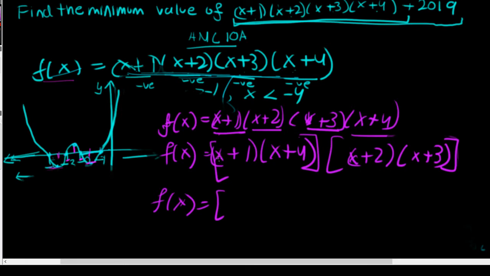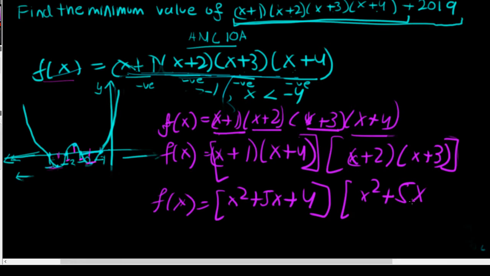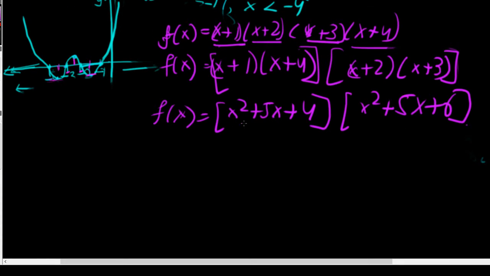So this bracket, x plus 1 into x plus 4, is actually x squared plus 5x plus 4. And this is x squared plus 5x plus 6, right? Notice that here x squared plus 5x is a common term. And notice that these are constants. These values do not have x in them. They are just 4 and 6. And this is x squared plus 5x. So what does this mean?